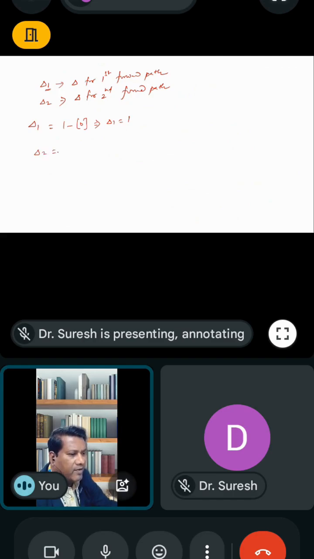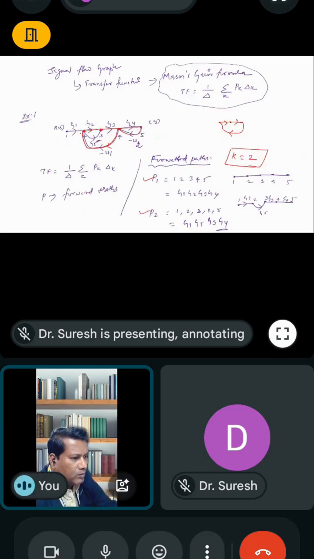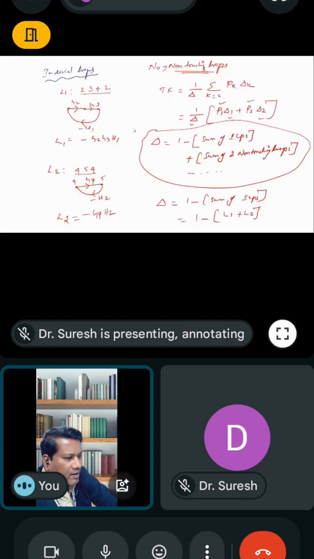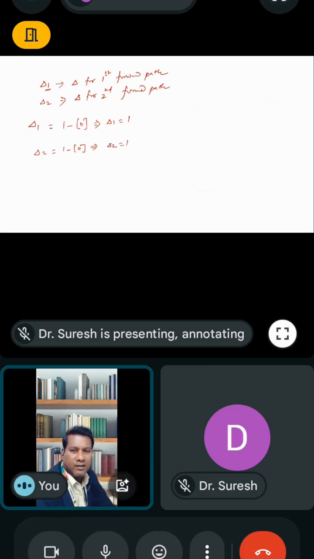Similarly, consider the second forward path. Here the second forward path also consists of 1, 2, again 3 in the other direction, 4 and 5. So in this case also, there won't be any loops that are not part of the second forward path. Therefore, the value of del is 1 minus 0. Therefore, del 2 is also 1. So we got del 1 and del 2 values also.